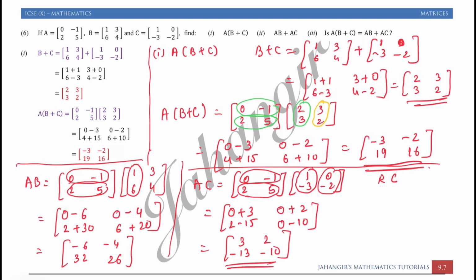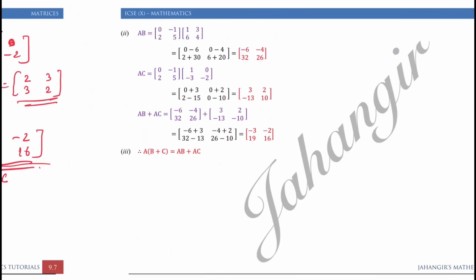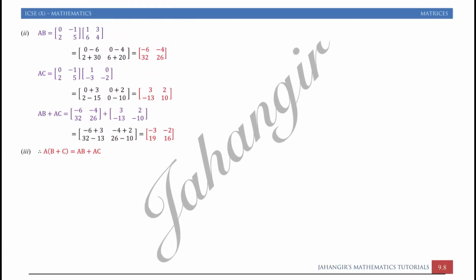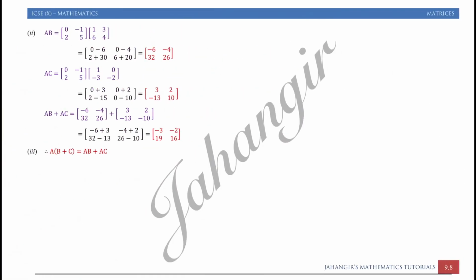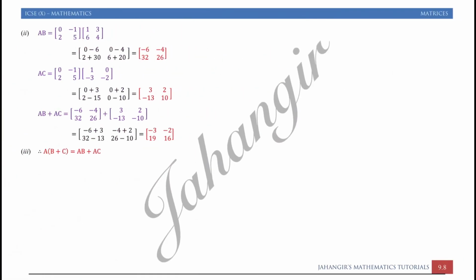Okay, now we have to add both of them. So let's check. AB is what? AB we got [-6, 3; 2, -4, 2, 6]. Here it's [3, -13; 2, -10]. It's minus 10. Here there is some mistake. Okay, so 0 minus 10 is minus 10. Right now I'm making errors in typing.